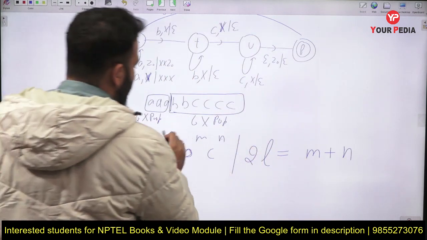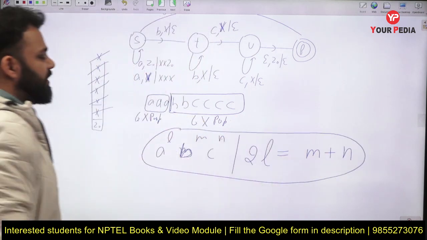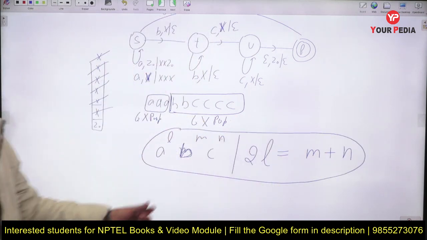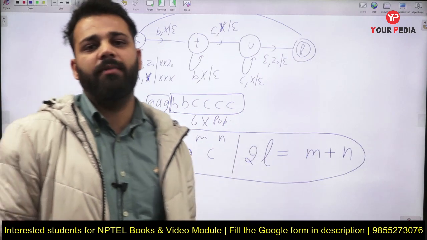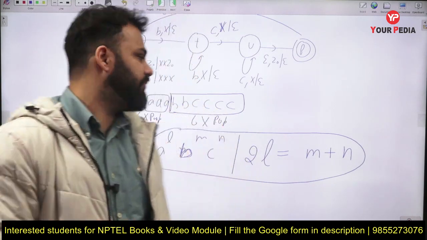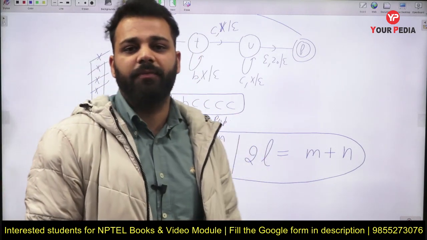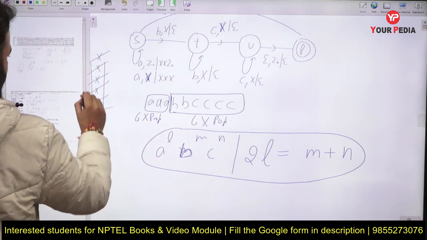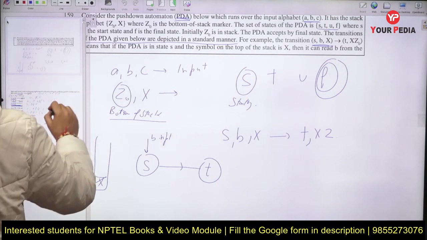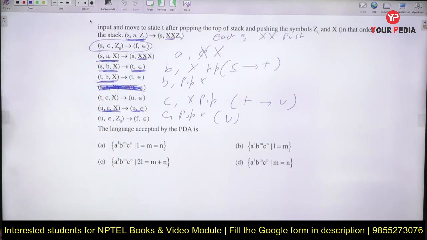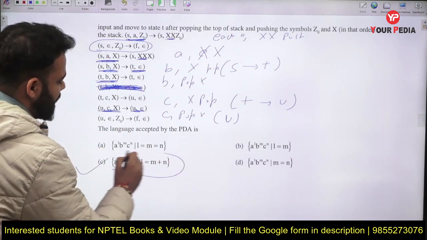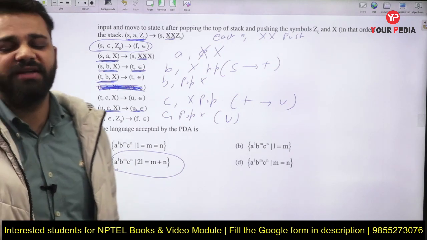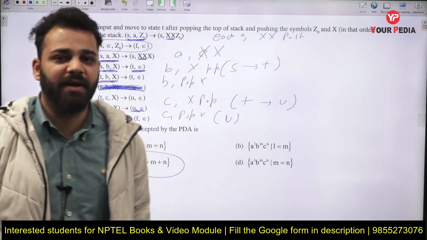So in this what we are doing is, if the language is A^L, B^M, C^N, then 2L should be equal to M plus N, twice the number of A's should be equal to the total number of B's and C's. So if you want to see which of our options is correct, then the correct option should be option C in this, A raised to power L, B raised to power M, C raised to power N, such that 2L should be equal to M plus N.